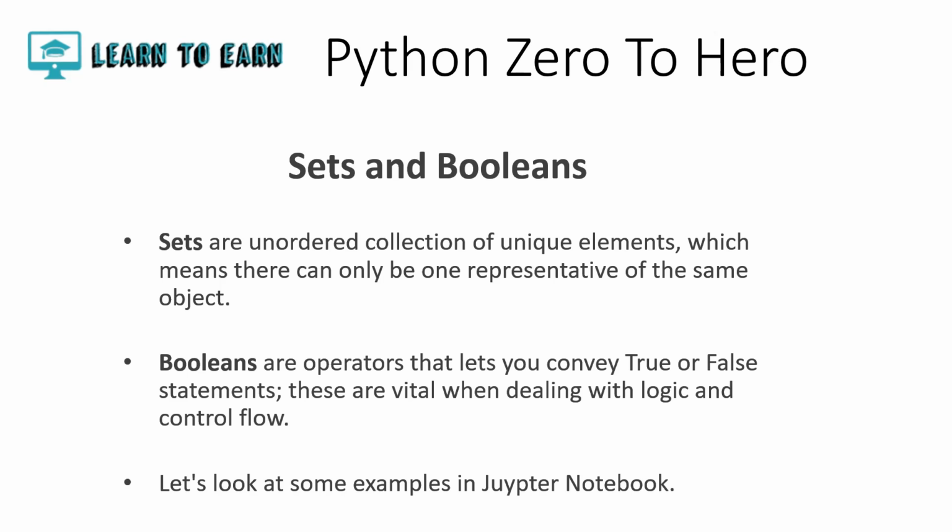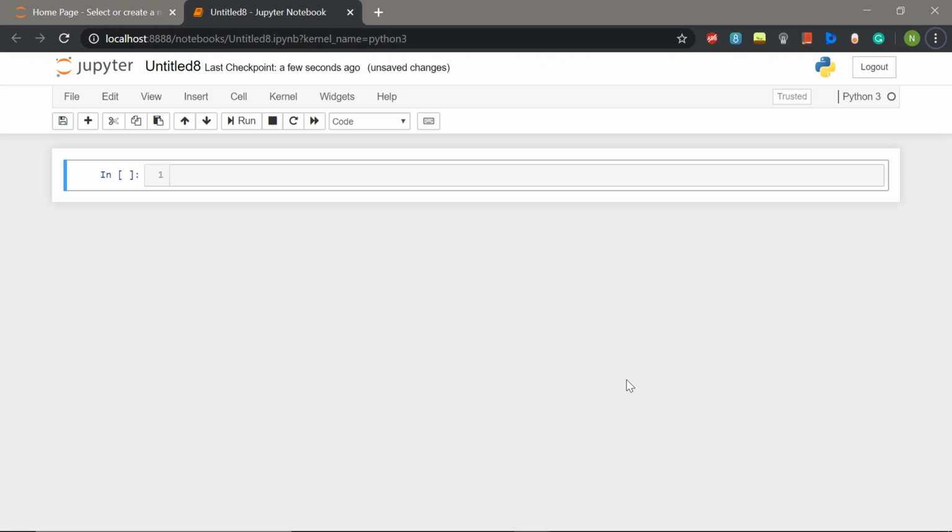In this lecture we're going to be looking at sets and booleans. Sets are an unordered collection of unique elements, which means there can only be one representative of the same object. Booleans are operators that let you convey true or false statements. These are vital when dealing with logic and control flows. Without further ado, let's look at some examples in Jupyter Notebook.